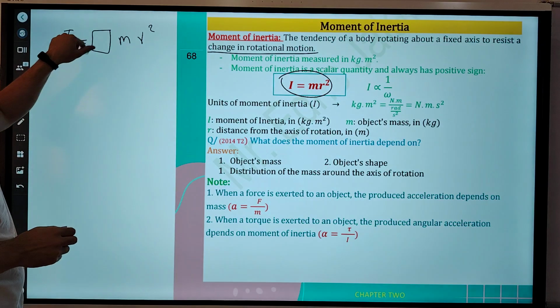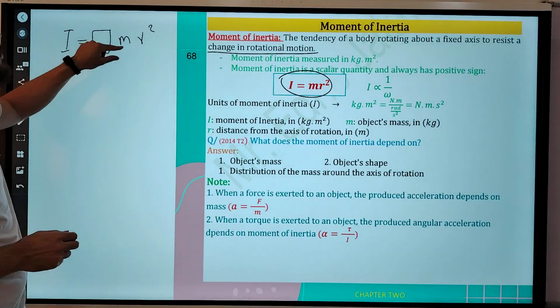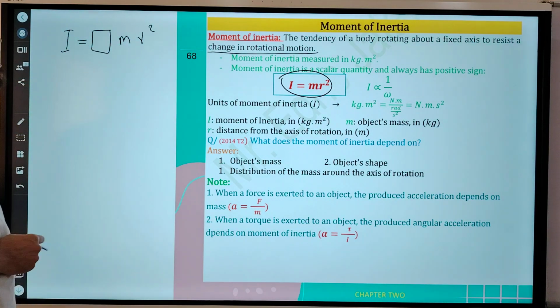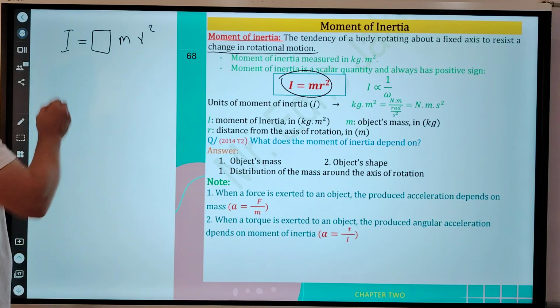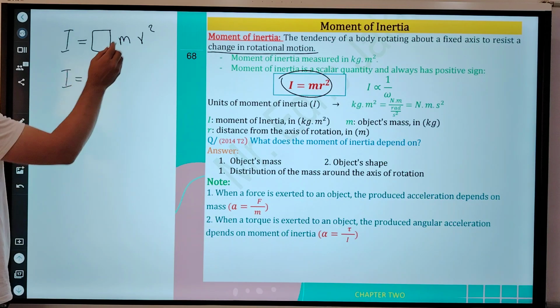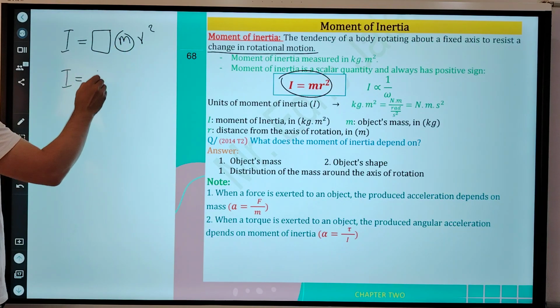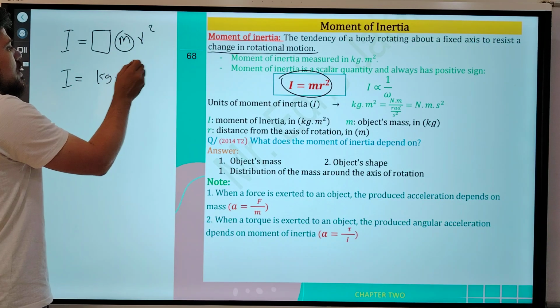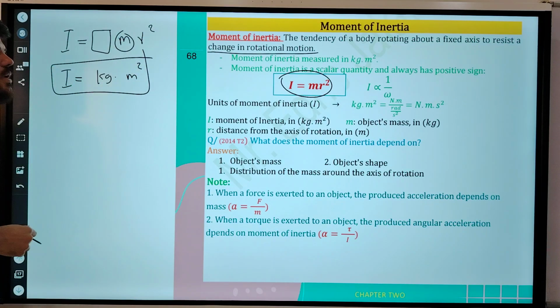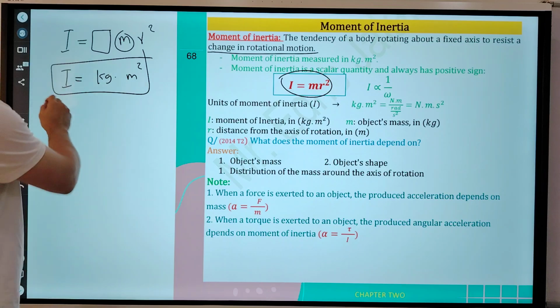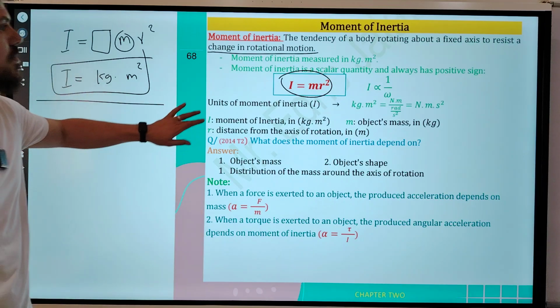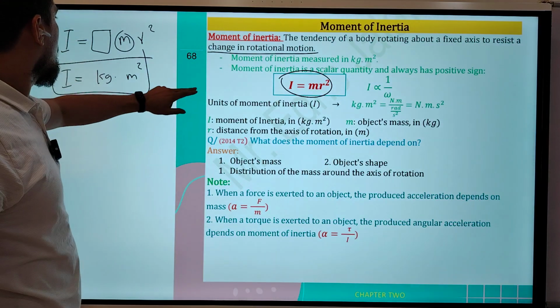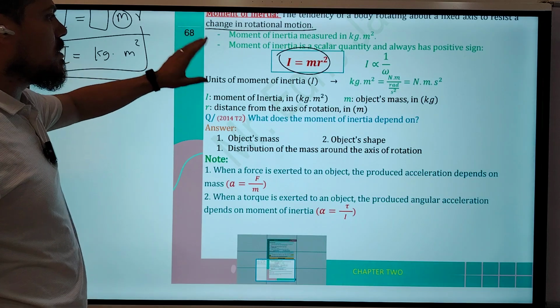But for all shapes, I is equal to what? The factor of the shape times mass times the distance from the axis of rotation squared. So, moment of inertia is measured in what? Mass is measured in kilogram, and radius in meter squared. It becomes kilogram meter squared. This is the unit of moment of inertia, and it also has an equivalent unit.